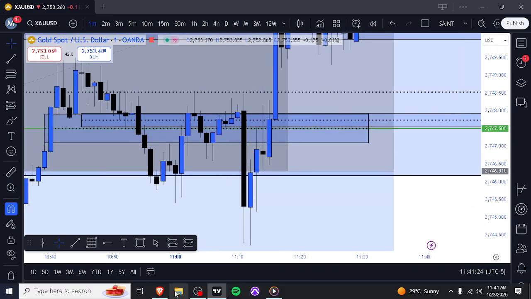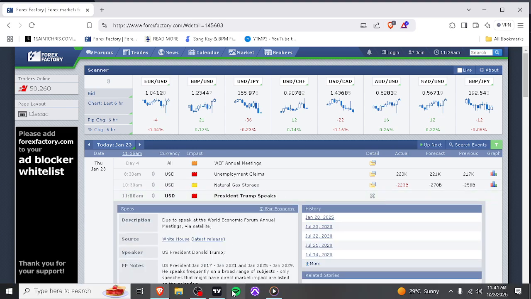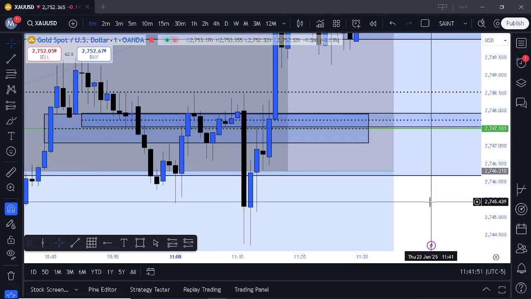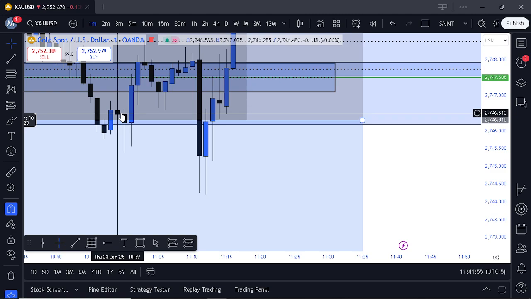And let's just talk about this candle. This is actually a news day. Today I thought crude oil was at 11 o'clock, but it's actually 12 o'clock, and I saw Trump was speaking at 11, so I thought they were coming out at the same time, but I just wasn't paying attention as much. Trump basically spoke at 11, and this is what I'm assuming caused price to be choppy back and forth.